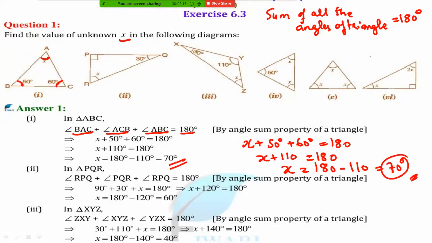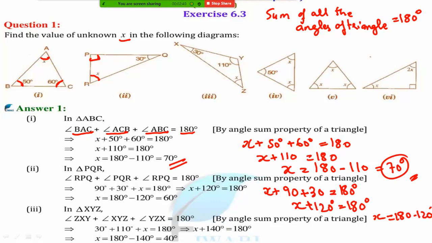In the second part, you have to find the value of this x. So the sum of all the angles: the first angle is x, the second angle is 90 degrees, plus the third angle is 30 degrees, is equal to 180 degrees. So x plus 120 degrees is equal to 180 degrees. So the value of x is equal to 180 degrees minus 120 degrees. So the value of x becomes 60 degrees. So 60 degrees is your answer.